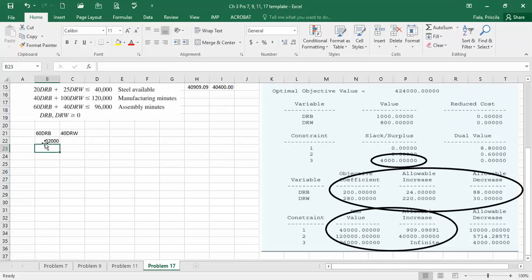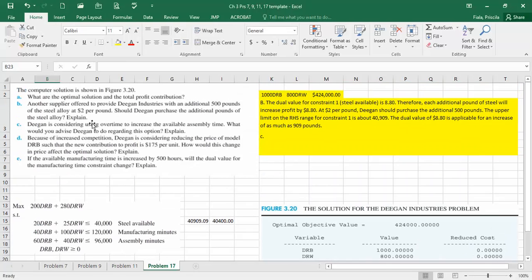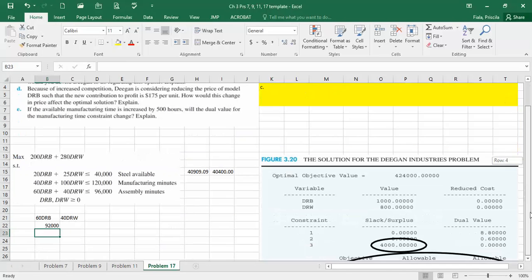That's 92 minutes. So we actually have a surplus of 4,000 minutes. Why would we possibly consider overtime? We already have an extra. We have people doing nothing for 4,000 minutes. Therefore, if you do 4,000 divided by 60, that's 66 hours that are unused.